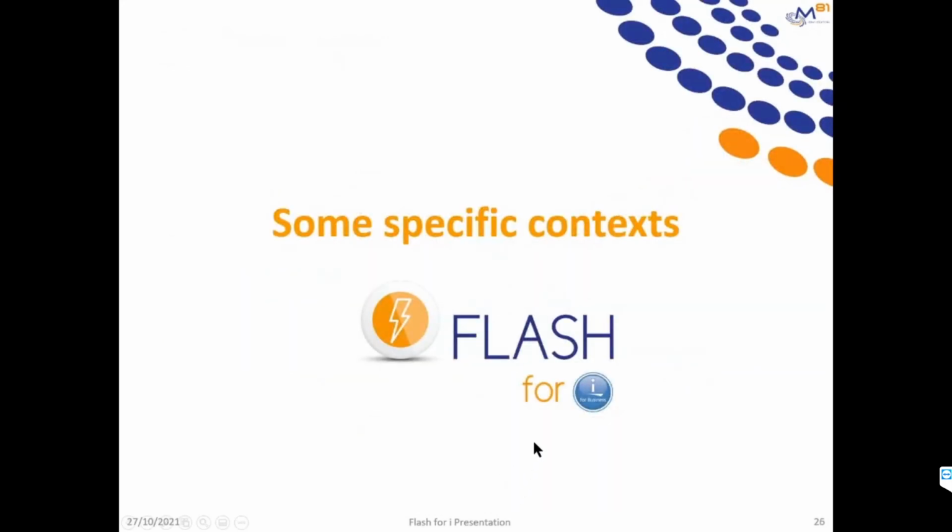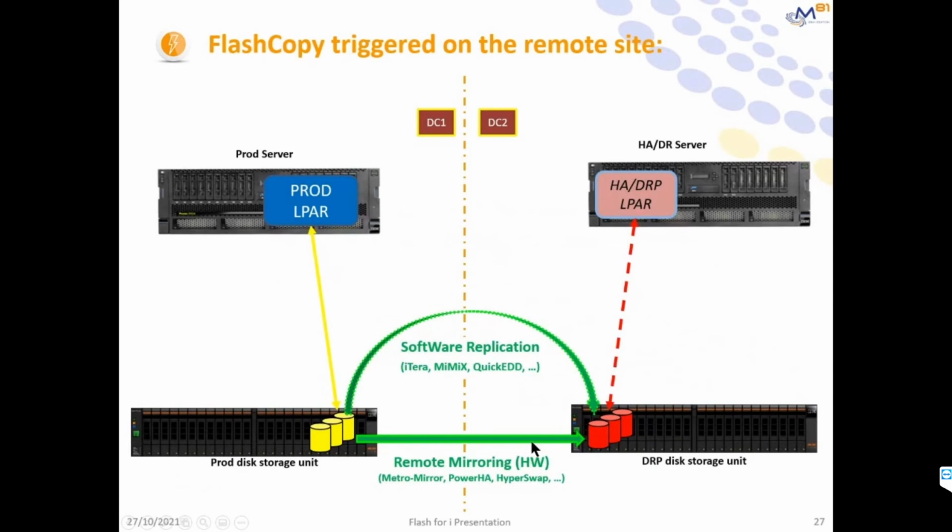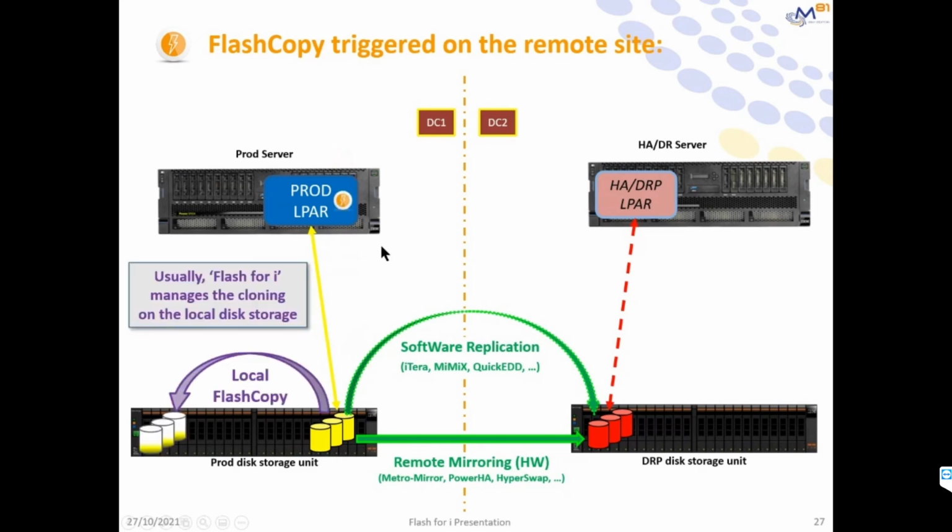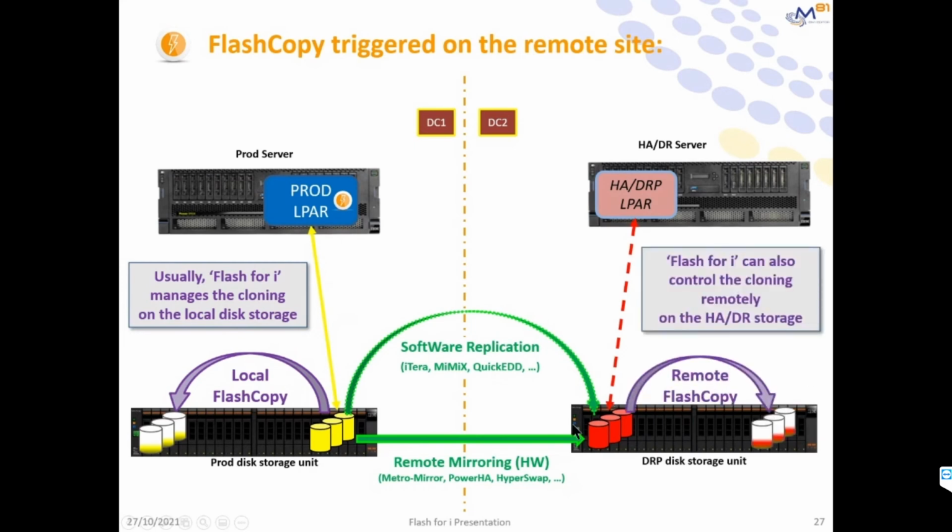You also can have some specific context. For example, most of the time you have one production partition in data center 1 and in data center 2, a replication, hardware replication in remote memory or software replication with any replication product. In this case, you can install Flash4i and create a local flash copy, as I explained earlier, or make a remote flash copy. So use the remote disk to create a flash copy and make your backup on those remote disks. So that's also possible.